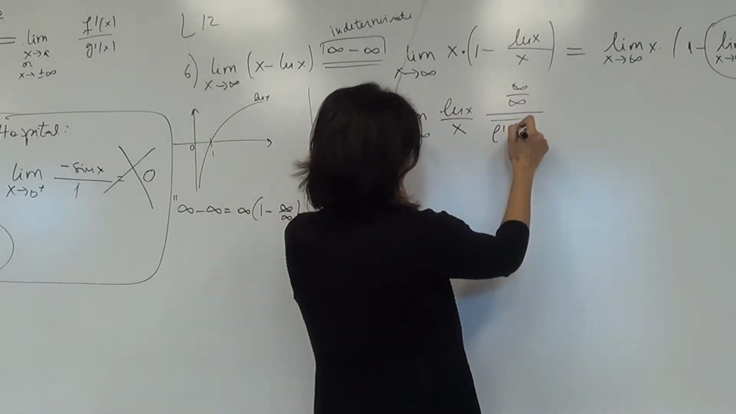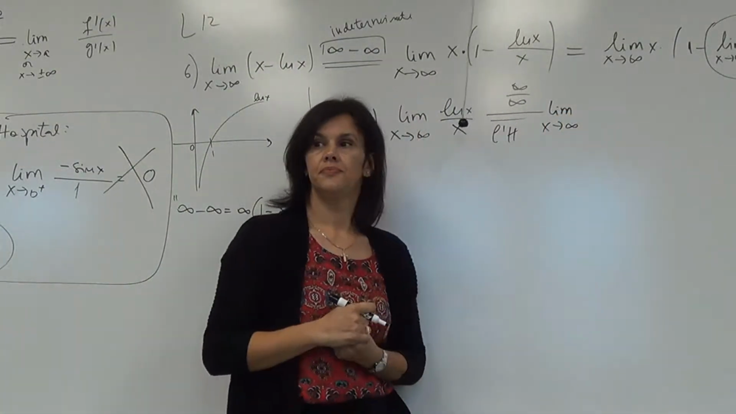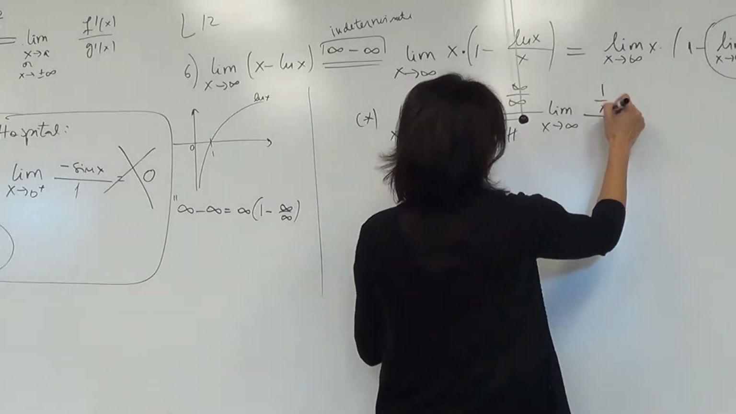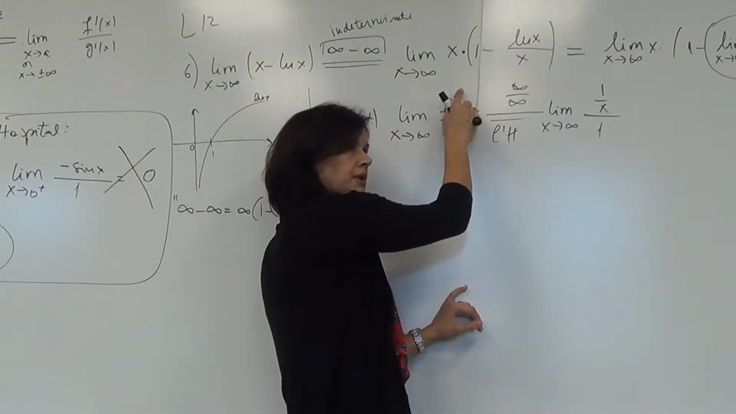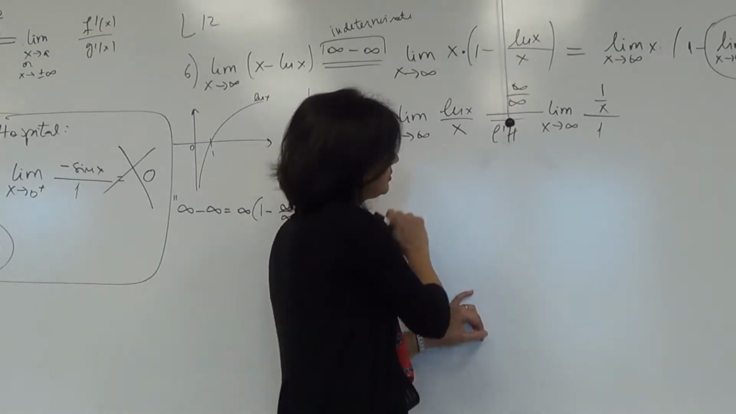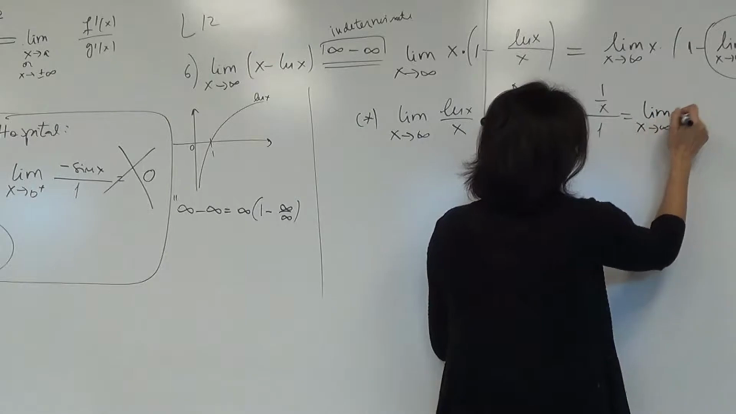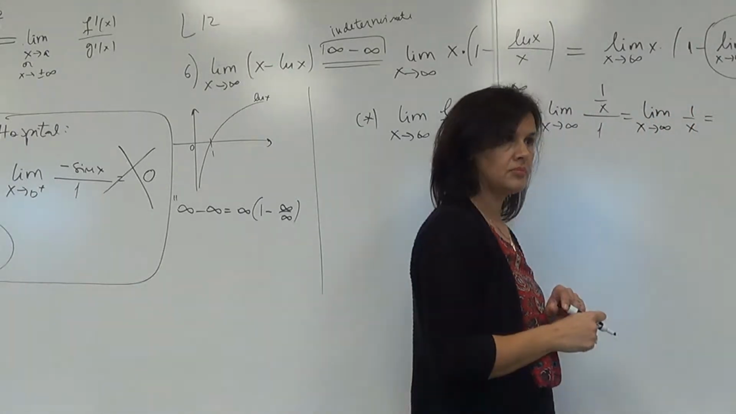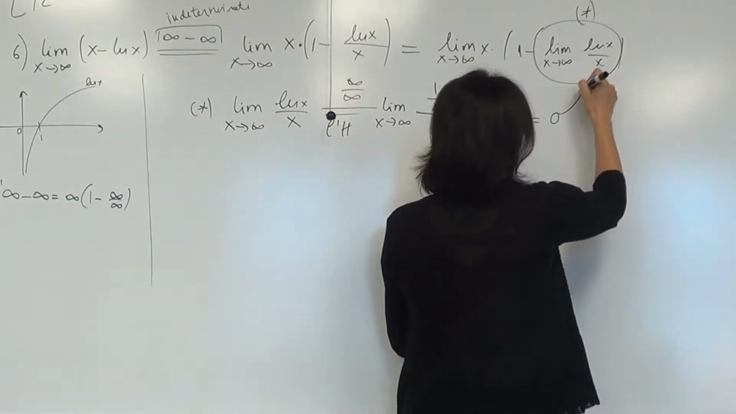So I apply L'Hopital, which gives me 1 over x over the derivative of x, which is 1. L'Hopital means the derivative of the numerator divided by the derivative of the denominator. It's not the quotient rule. So it is 1 over x, and when x goes to infinity, this is 0. So now I'm going back here and substitute.